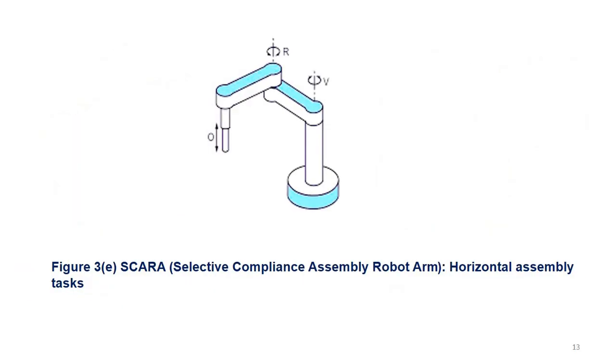And the last one is the SCARA. SCARA means Selective Compliance Assembly Robot Arm. It has three rotary motions and one linear motion. It can be used for vertical or horizontal pick and place operations, and sometimes for the drilling process.